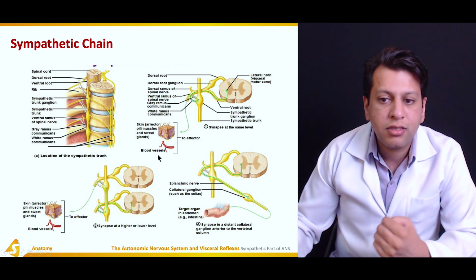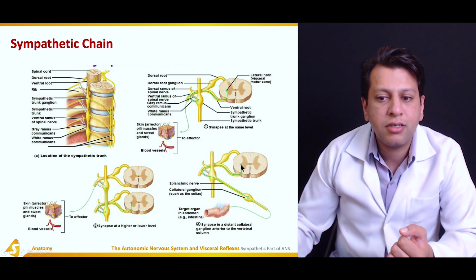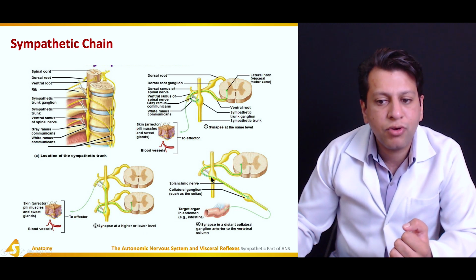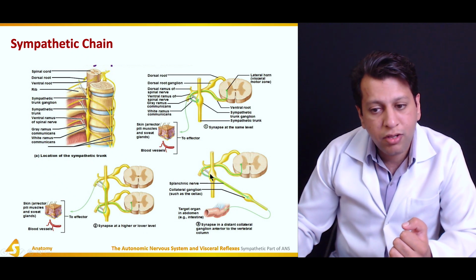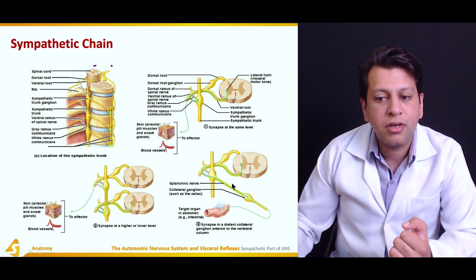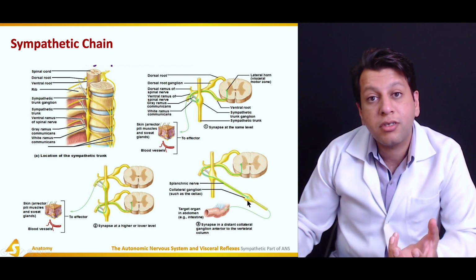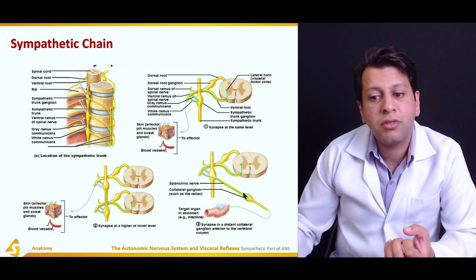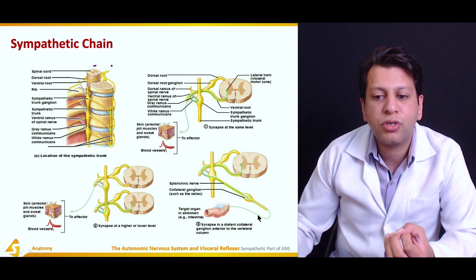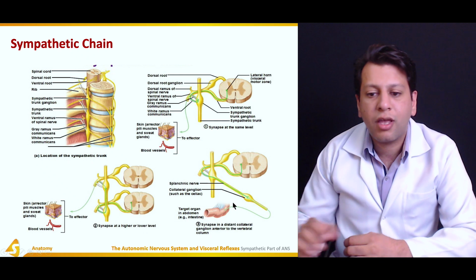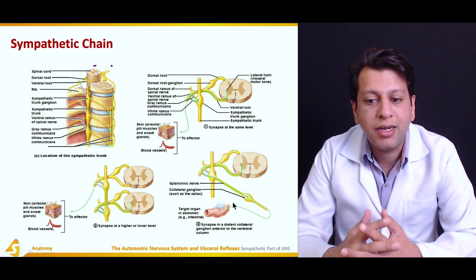The third possibility is that the fibers go in, they reach the ganglia, and instead of going up or down, they don't synapse at all. They go all the way near the target organ, and if there are ganglia present in the target organ, they synapse there, and from there onward a very small postganglionic fiber arises. Now it's showing the example of an intestine.